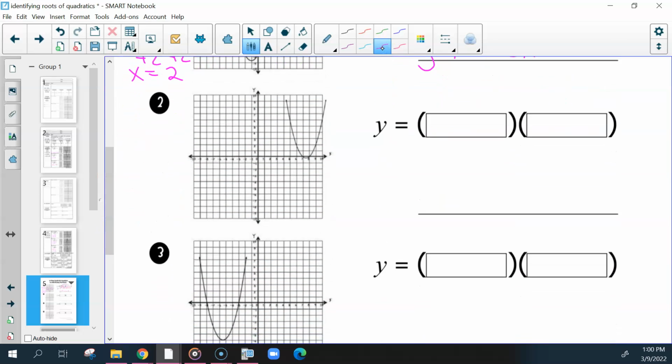What are your two solutions? Eight, zero. I know it's kind of hard to see, but that is 8, 0. And 7, 0. So if I'm putting these in as factored form, how would we write that? Take these, do the opposite, x minus 7, x minus 8.